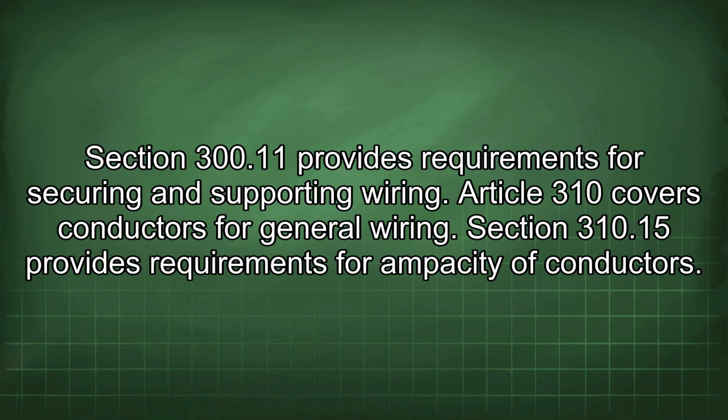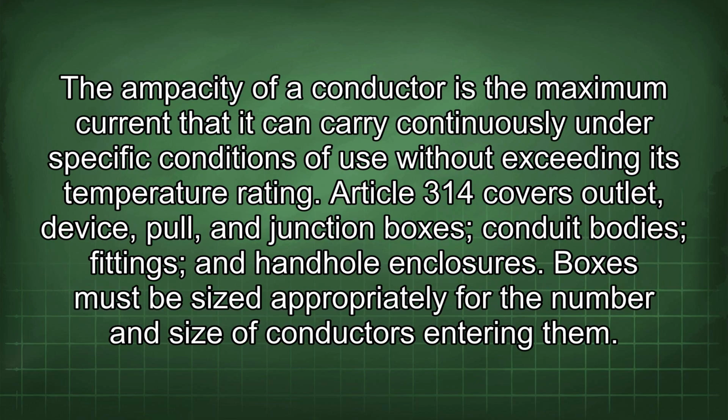Article 310 covers conductors for general wiring. Section 310.15 provides requirements for ampacity of conductors. The ampacity of a conductor is the maximum current that it can carry continuously under specific conditions of use without exceeding its temperature rating. Article 314 covers outlet, device, pull, and junction boxes, conduit bodies, fittings, and handhole enclosures.